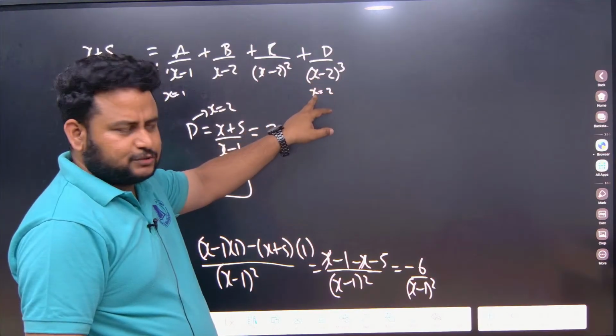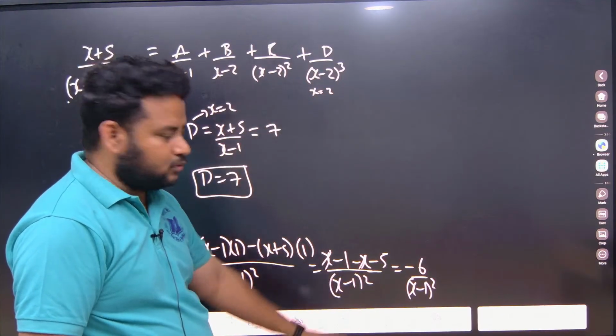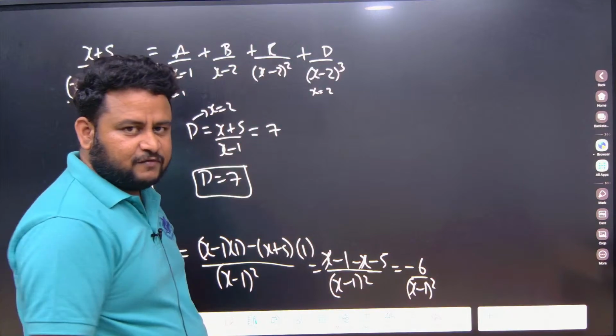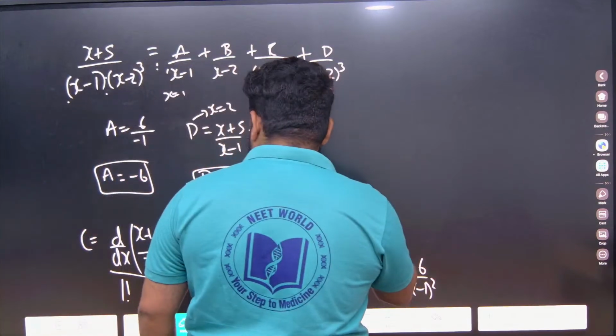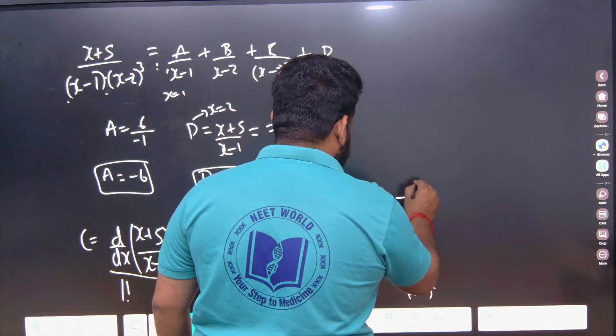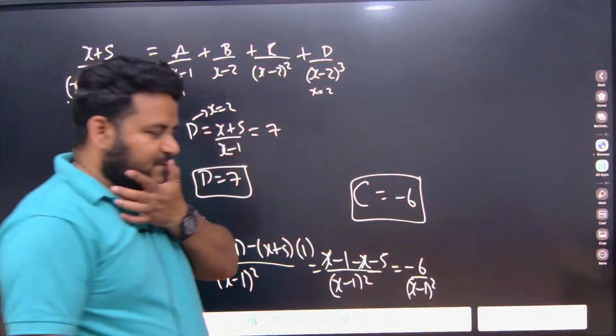X minus 2 is there. I should put x value as what? 2. Put x value as 2. So 2 minus 1 is what? 1 itself. So 1 square. So C value I will get it as what? Minus 6. Okay, got it.